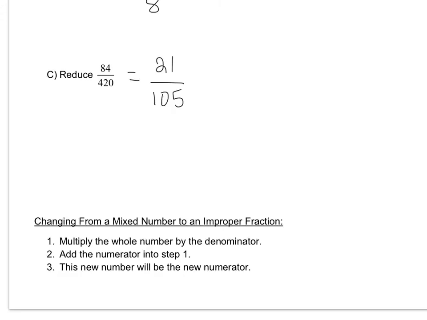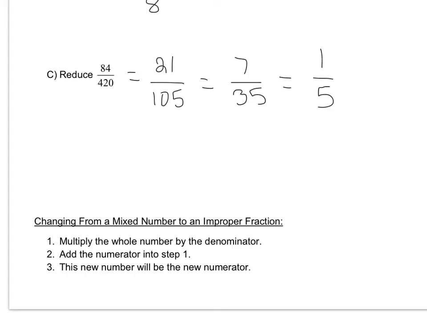Now, how do I know these are both divisible by 3? Well, 2 plus 1 is 3, 1 plus 0 plus 5 is 6, so that means they're both divisible by 3, so I keep going. I get 7. 105 divided by 3, 35. Well, you can still go, so that's 1/5. Okay, so sometimes it does take more than one step.